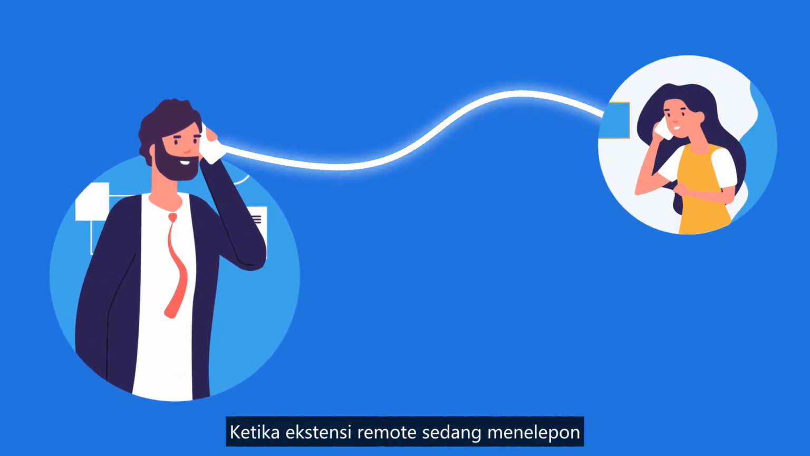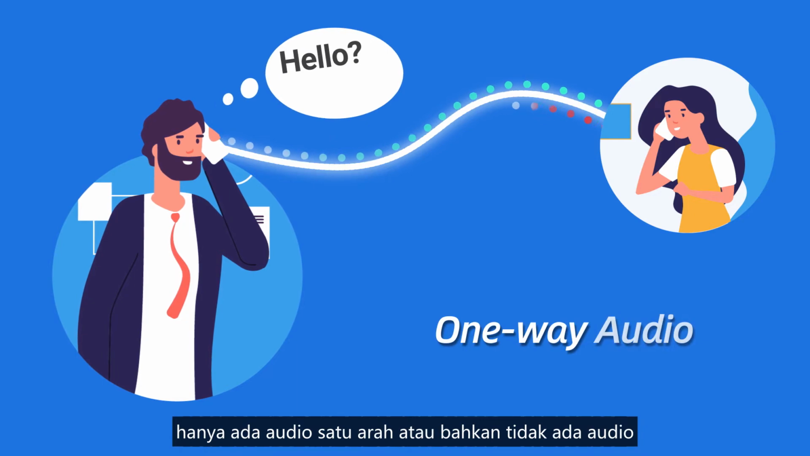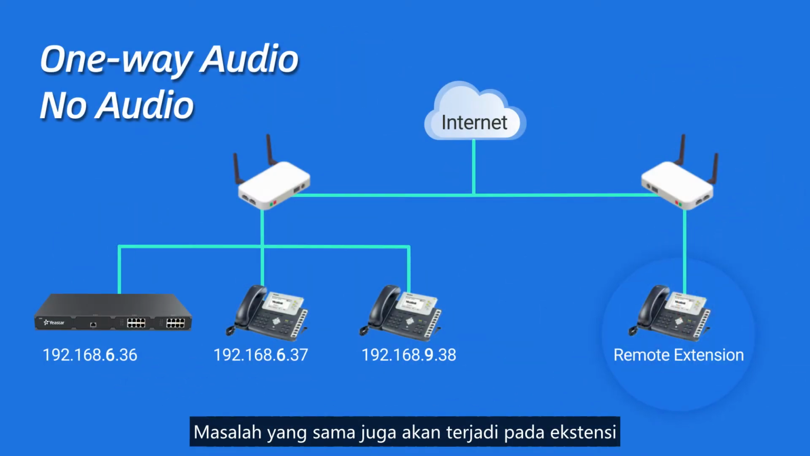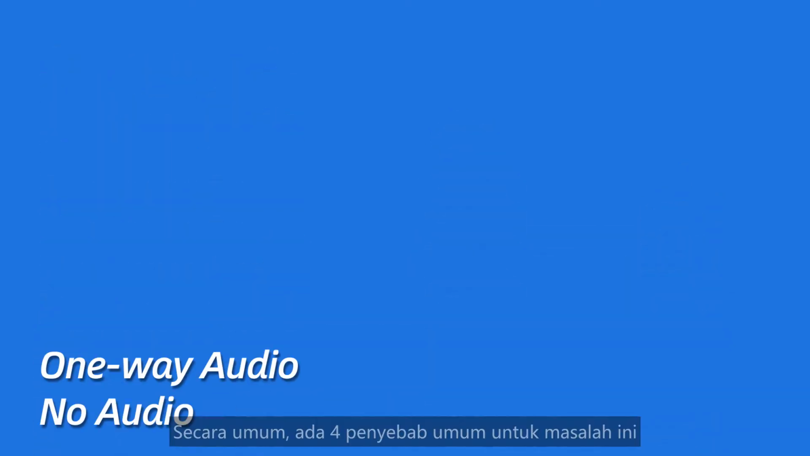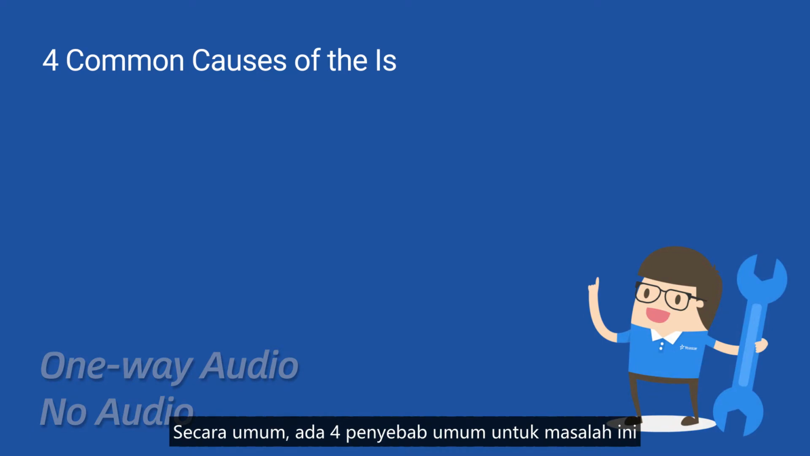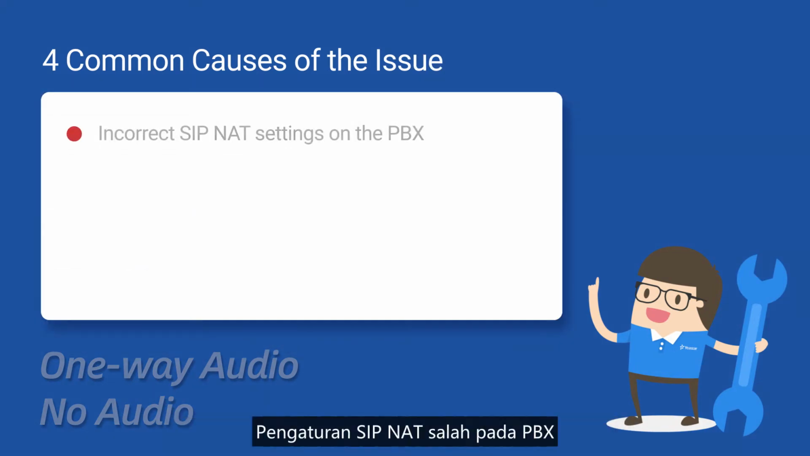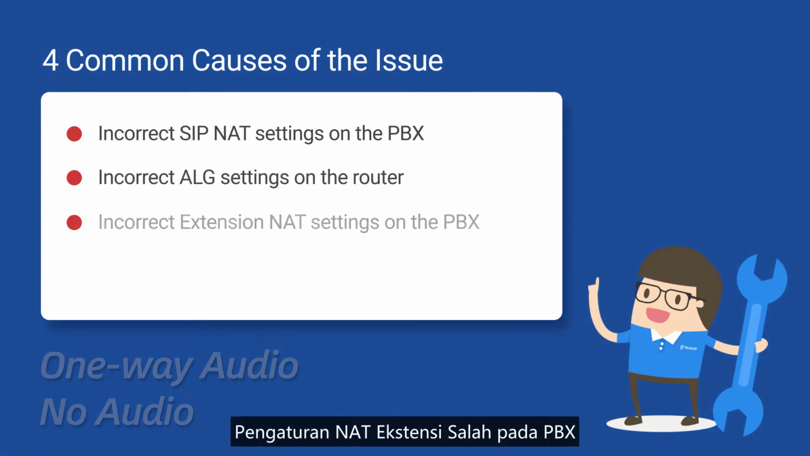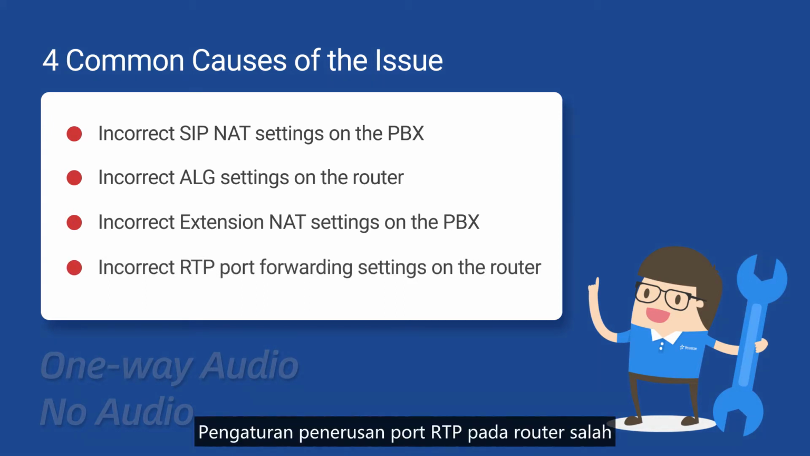When a remote extension is in a call, there is only one-way audio or even no audio. The same problem will also happen over an extension in a different network segment from the PBX. Generally, there are 4 common causes of this issue. Incorrect SIP NAT settings on the PBX, incorrect ALG settings on the router, incorrect extension NAT settings on the PBX, and incorrect RTP port forwarding settings on the router.